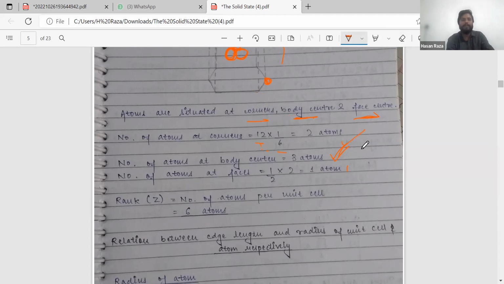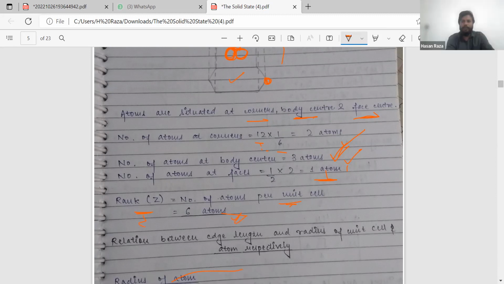Due to the body center, we have 3 atoms. And for the number of atoms at faces, there will be 2 faces, top and bottom only, so 1/2 into 2 will be 1. We will not take the lateral faces. Are you getting my point? So the rank, that means the number of atoms per unit cell, will be 6 atoms. Is that clear? Yes, clear.